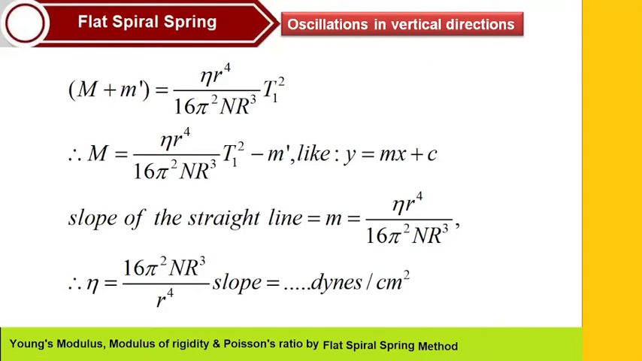This is like the equation for a straight line, y is equal to mx plus c. From that, the slope of the straight line is equal to m, which is equal to eta r raised to 4 divided by 16 pi square capital N capital R cube. So therefore, modulus of rigidity eta is equal to 16 pi square capital N capital R cube divided by r raised to 4 into slope, equal to dash dash dynes per centimeter square.